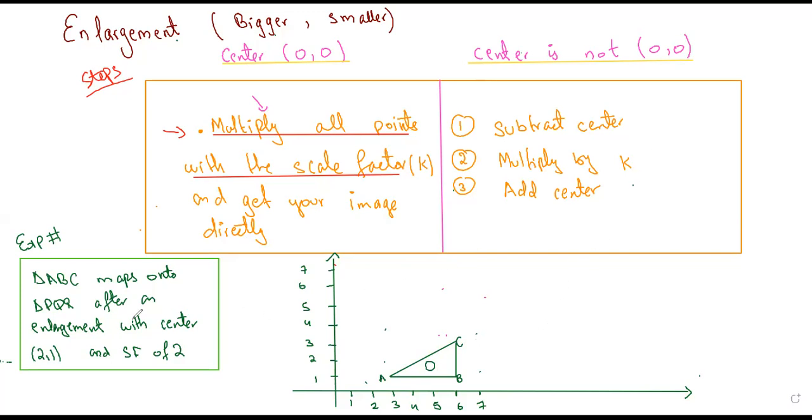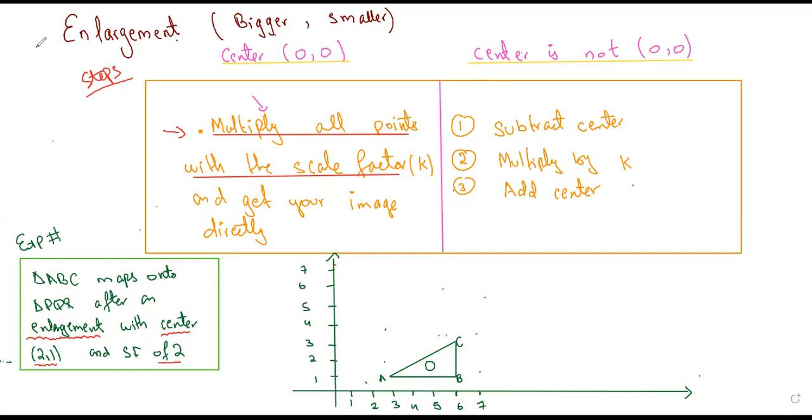Okay, now please pay attention. Triangle ABC maps onto PQR after an enlargement. This is your first keyword. The second one is center with 2, 1 and scale factor 2. Okay. So in these questions, whenever you've been asked to plot something, you need to see what type it is, and then we'll refer to the steps we'll be following.